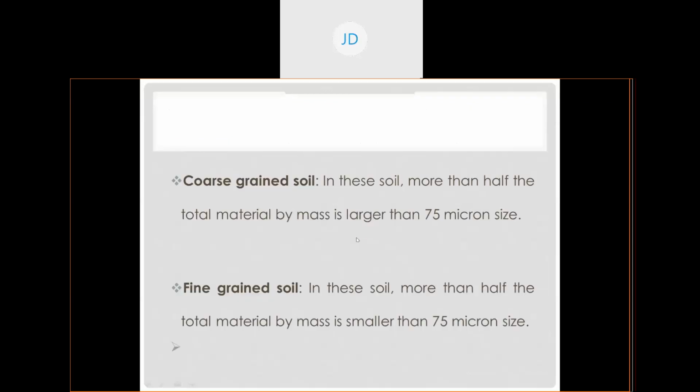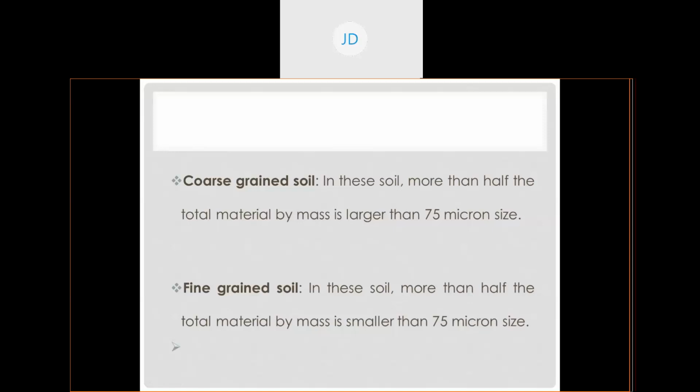Before discussing the grade of soil, let's discuss the basic definition of coarse grained soil and fine grained soil. It will come from this table only. Here it is written what coarse grained soil is. In this soil, more than half of the total material by mass is larger than 75 micron size, or 0.075 millimeter size. Now what is fine grained soil? In fine grained soil, more than half of the total material by mass is smaller than 75 micron size.